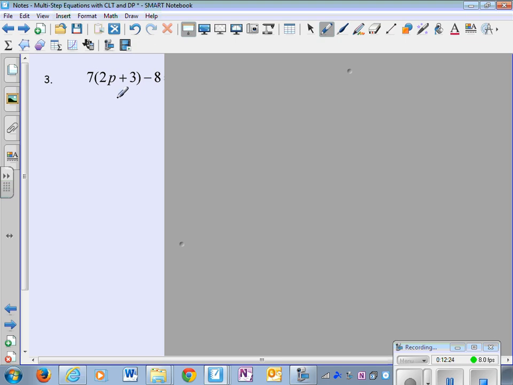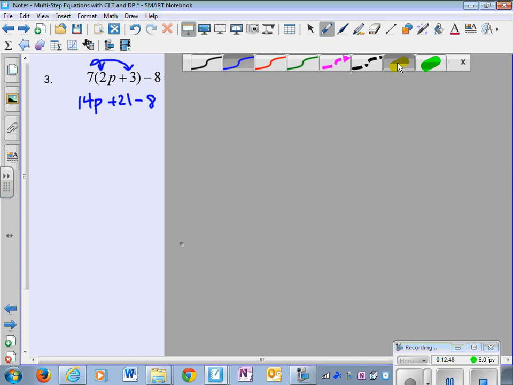If you see these parentheses and a number attached to them, we cannot solve the equation until those parentheses are gone, until we distribute. So that's our first step. Let's distribute the 7 to everything in the parentheses. We should get 14p plus 21. Don't forget to distribute the 7 to the 3. And carry down that minus 8.